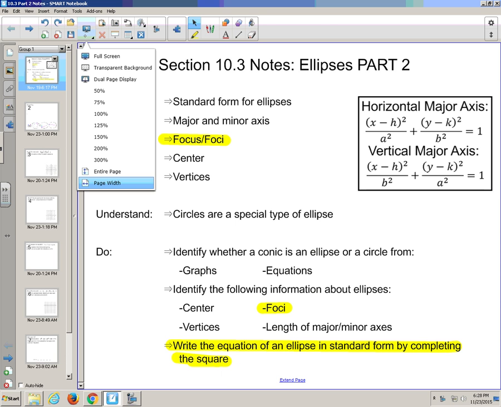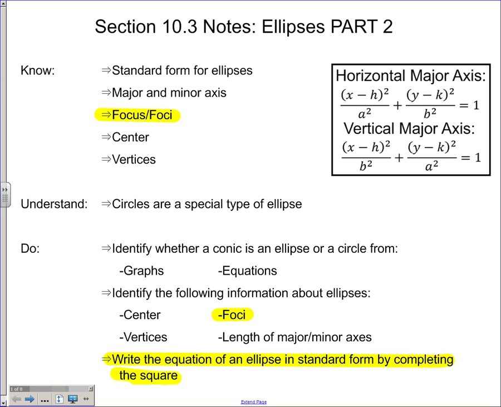Section 10.3 Part 2 is going to wrap up our work with ellipses, and we're going to start by talking about a final terminology called a focus, or the plural foci, and then we're going to work on being able to rearrange an equation of an ellipse so that it's in standard form, and the process we'll use is completing the square. We're going to be completing the square in terms of both x and y, so it'll be a little more complicated than in the past when we've just had one variable.